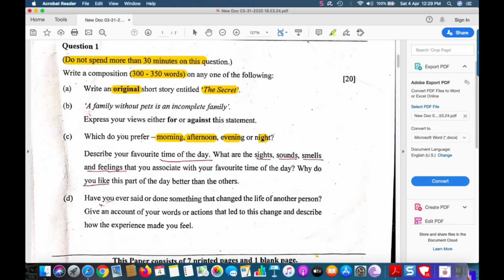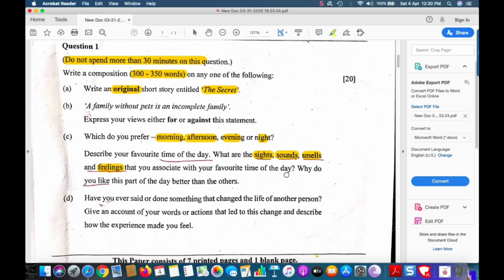You cannot write a generalized description of all the four, or write on maybe 2 or 3. You have to choose only one. Now describe your favorite time of the day. So why is this your favorite time of the day that you need to describe? Second, look at these points. What are the sights, sounds, smells, and feelings that you associate with your favorite time of the day?